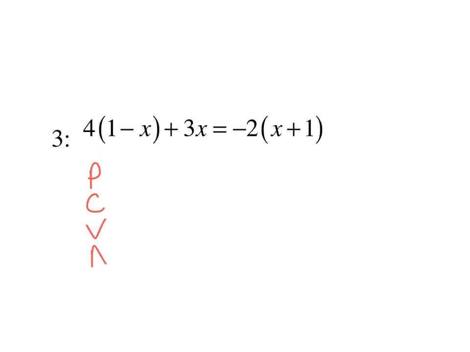So I'm going to write P, C, V, N, A. The first step is, do I have parentheses? So I'm going to cover up the right-hand side of my equal, just so I can focus on one side at a time. And ooh, I do have parentheses. Darn, I hate when I have parentheses. Just kidding, they're my favorite. But inside my parentheses, I have a negative x.